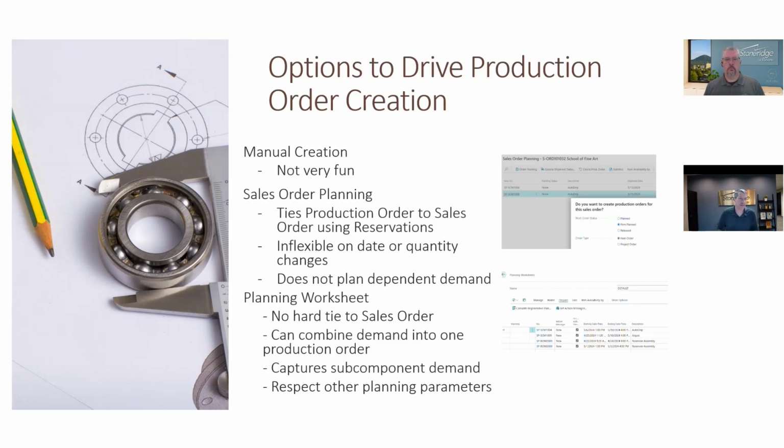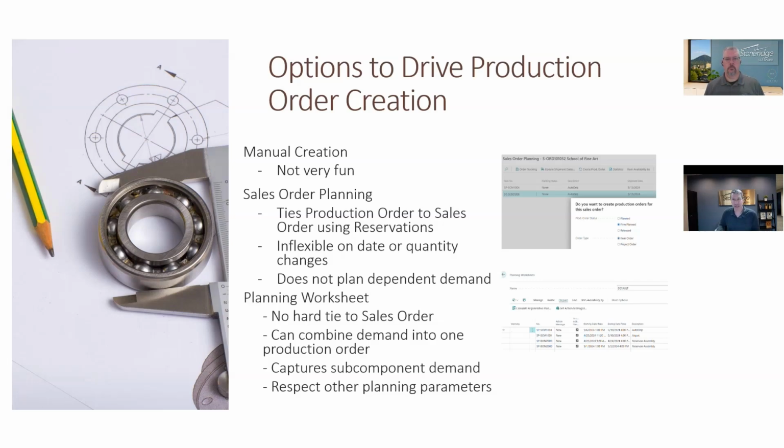Another way that you can drive production order creation is by using an order planning tool from within the sales order, and I'll show that to you briefly. What that does is tie a one-to-one production order to your sales order. So if you make a sales order for an item and use the planning tool, you will get a production order for that item. It's useful if you're an order-by-order production house, and there are companies out there that fit the bill.